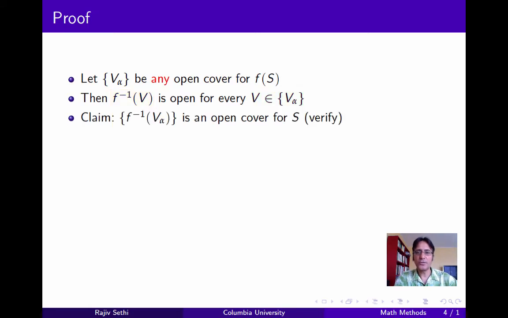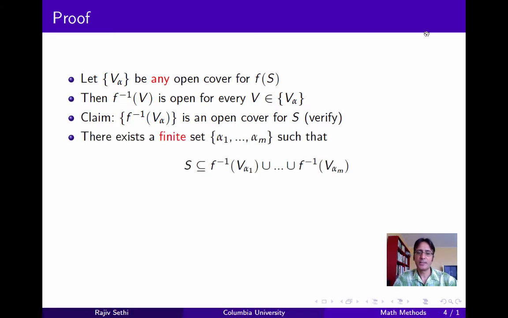Now to show this, all you need to do is to establish that every element of S is a member of at least one set in this collection. Now that's easy to do because every element of S must have an image that belongs to at least one set in the V alpha collection, and if you take the inverse image of that set, it'll contain the element that you started with. Now we'll use the fact that S is compact.